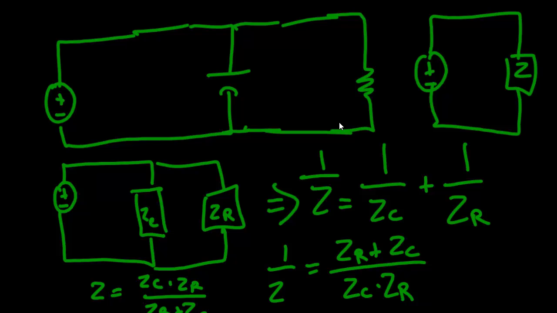When you add, it's similar. But remember that your ZR will only contain real components. Your impedance across your capacitor and your impedance across your inductor are complex numbers. Impedance of inductors and capacitors is complex, and resistors is real.